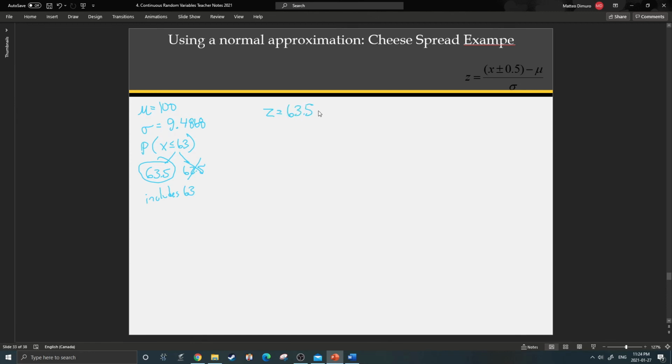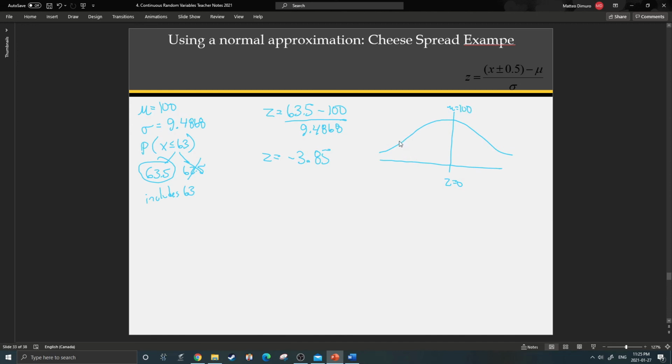So z equals 63.5 minus the mean of 100, divided by the standard deviation 9.4868. Whew, what do we get? Well, plug it in on your calculator. And now this one's interesting. You get negative 3.85. Now remember, draw your picture always. Normal distribution. Z-score of 0. In the real world, that's the mean of 100.